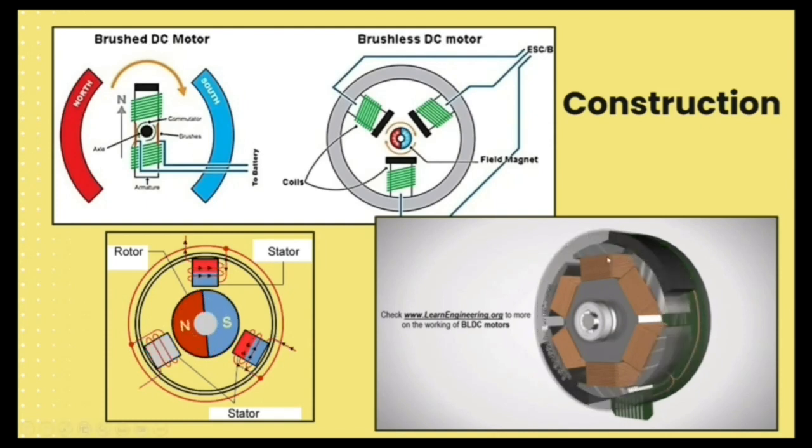Here is the difference between a brushed DC motor and a brushless DC motor. Okay, there are brushes in here and here. There are no brushes. This is an outer runner. Now this is an inner runner BLDC motor, because there is a permanent magnet inside the BLDC motor. This is the stator and this is the rotor.